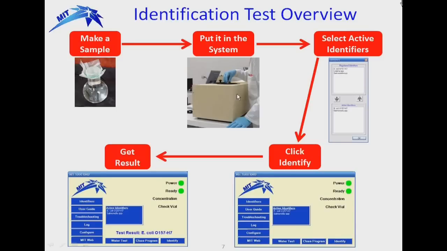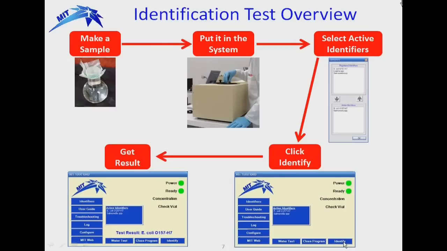Next, place the sample vial in the MIT-1000 system. Then, select the microbial types to test for by selecting the appropriate identifiers. The selected identifiers are called active identifiers. The system will only identify the microbes handled or managed by the active identifiers. The active identifiers from the previous test are already selected, so typically this step has already been achieved. Any number of identifiers can be active simultaneously.